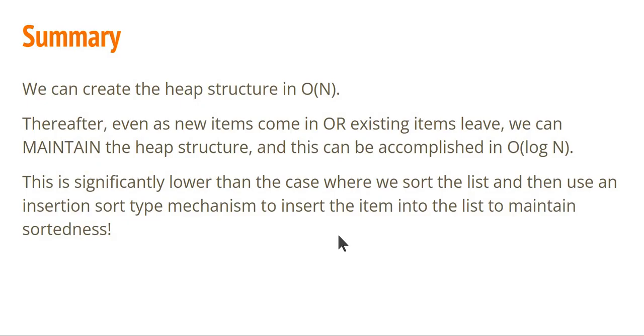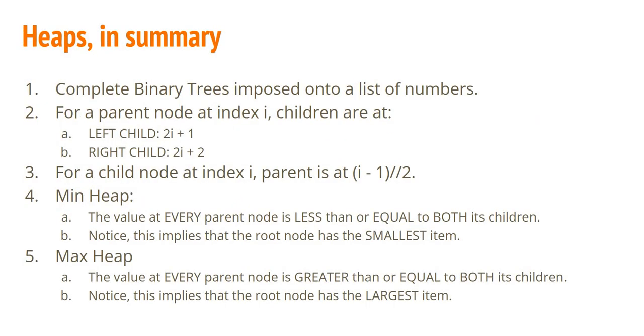Now, before I wrap this up, I just want to go back to two slides which summarize the entire picture really well. First is this slide where we summarize heaps. Like I said, heaps are complete binary trees imposed onto a list of numbers. For a parent node at index i, children are at 2i plus 1 and 2i plus 2. For a child node at index i, the parent is at (i minus 1) floor division 2. Remember, every child can have only one parent.